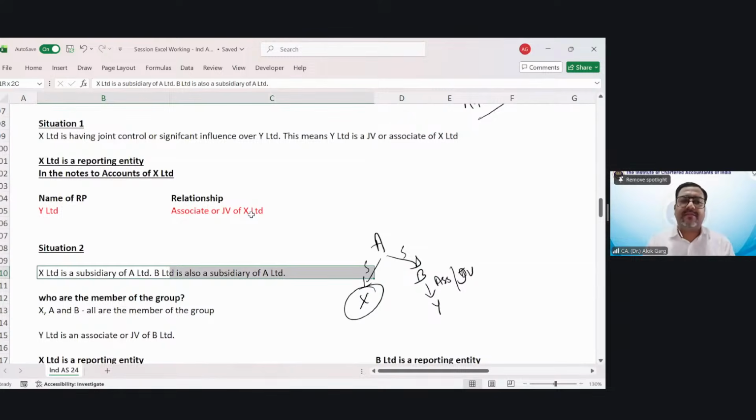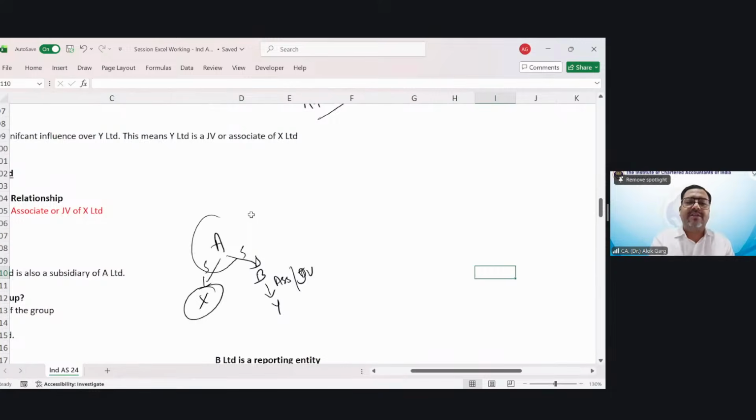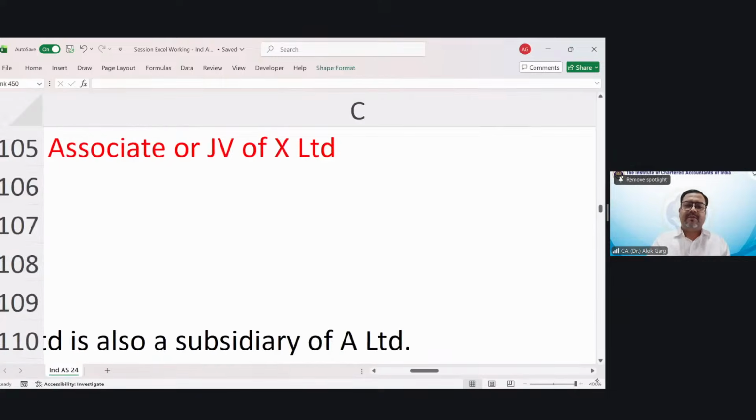also a subsidiary of A Limited. X Limited is a subsidiary of A Limited and B Limited is also a subsidiary of A Limited. So how many subsidiaries of A Limited are there? X and B. Two subsidiaries, X Limited and B Limited. इतना ही है ना? So A Limited की दो subsidiary हैं ना? X भी है और B भी है. Okay. So let me draw the diagram again so that you guys will not be confused.